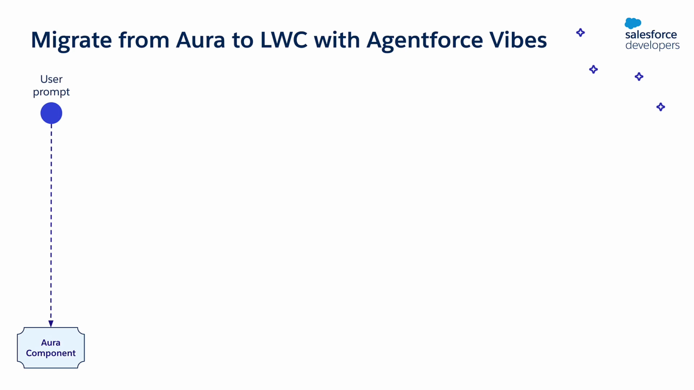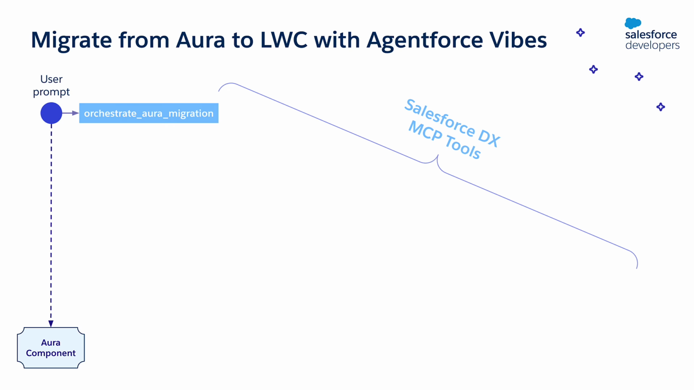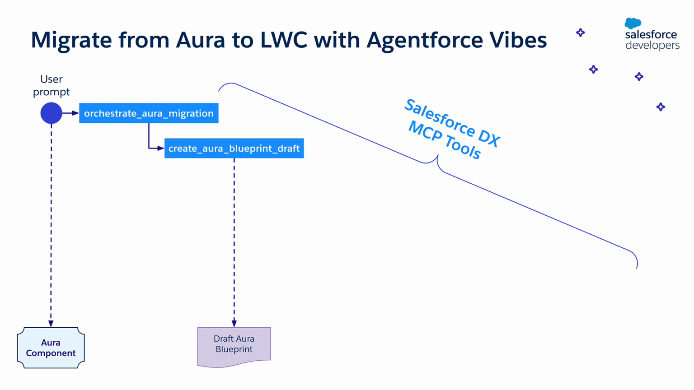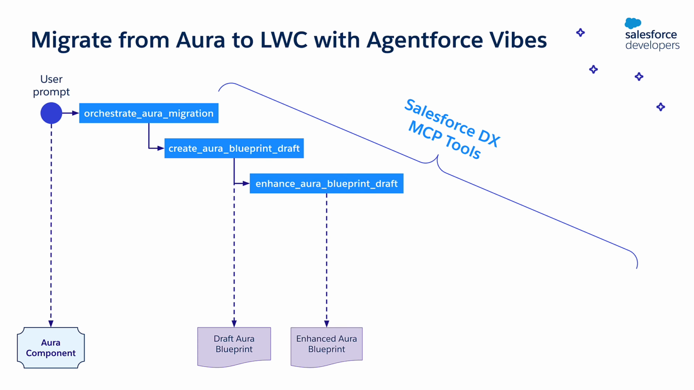It all starts with the user sending a prompt that requests a migration from an Aura component to LWC. The dev agent calls the Orchestrate Aura migration tool to build a plan for the migration steps. It then calls the Create Aura Blueprint Draft tool to build a draft blueprint from the Aura component. This blueprint is a YAML file that describes the component. It holds information like basic purpose of the component, technical details like references, child components, data being used, interactions, states, and more.